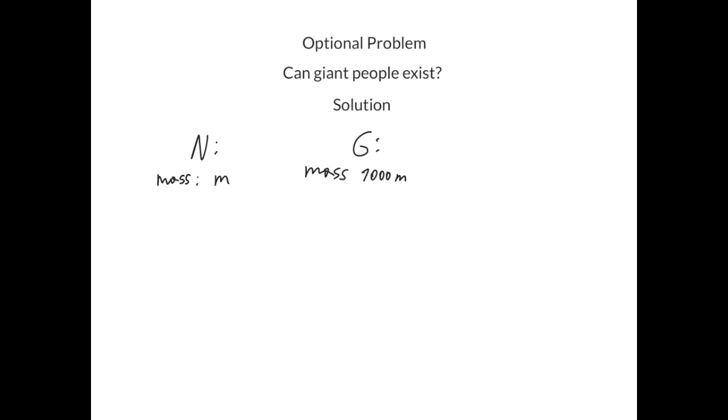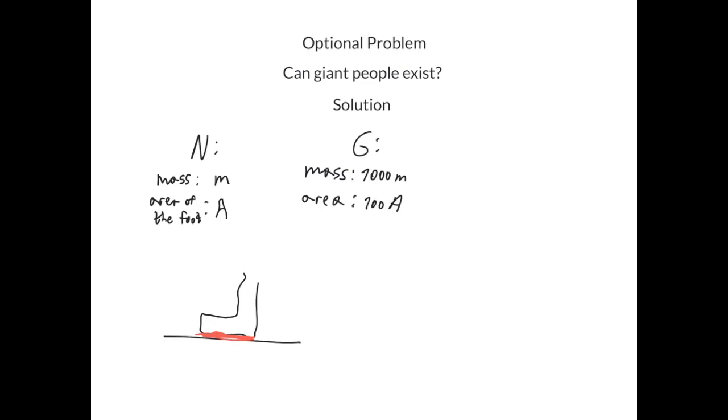Now let's consider another quantity, and that's the area of the foot. The area that's in touch with the ground. For example, if this is the ground and this is the foot of a person, then I mean the area right here that touches the ground. This area, let's call it A for the normal person. This area for the giant will be 100 times A, because areas scale quadratically, and the scaling coefficient is 10, so 10 squared is 100 and 10 cubed is 1000.